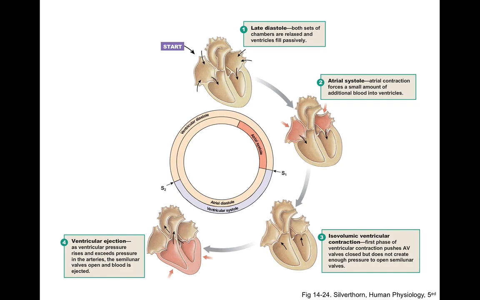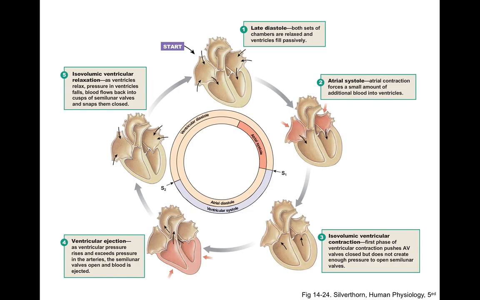Then, once the pressure in the ventricles exceeds the pressure in the arteries, this allows the semilunar valves to be pushed open, and you get ventricular ejection of blood from the ventricles into the arteries. And this obviously also happens during ventricular systole, as the ventricles are still contracting. So isovolumetric ventricular contraction occurs at the beginning of ventricular systole, then when pressure is built up enough to force open the semilunar valves, ejection occurs during the rest of ventricular systole.